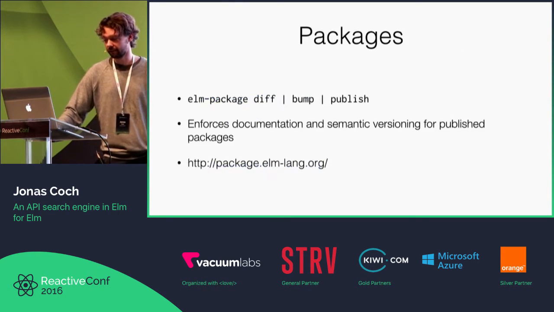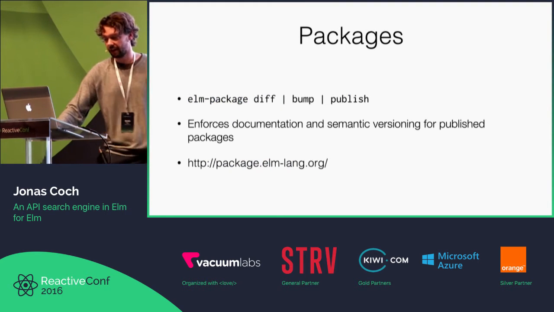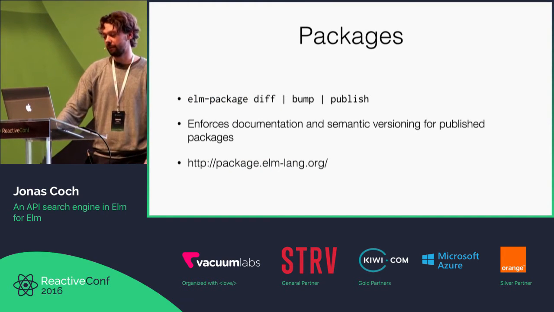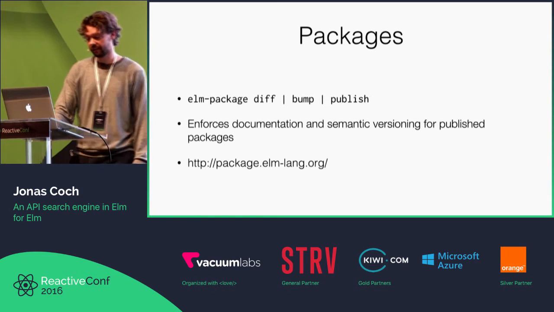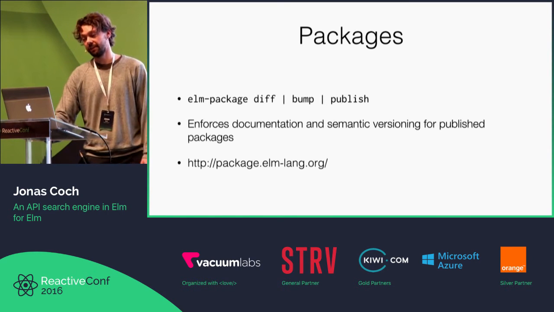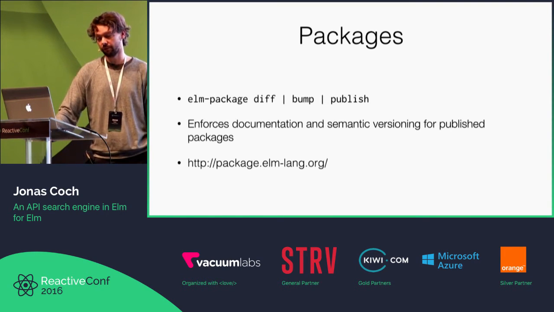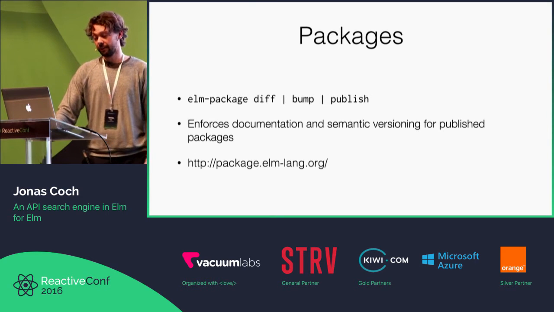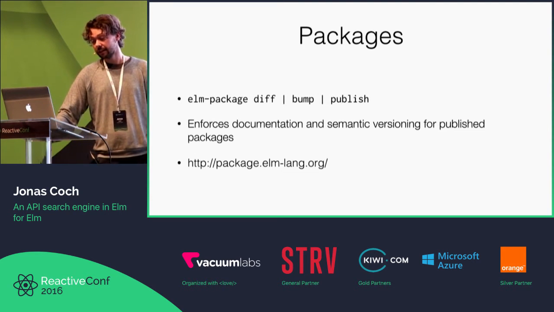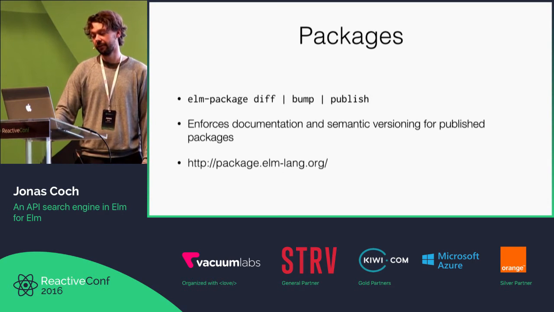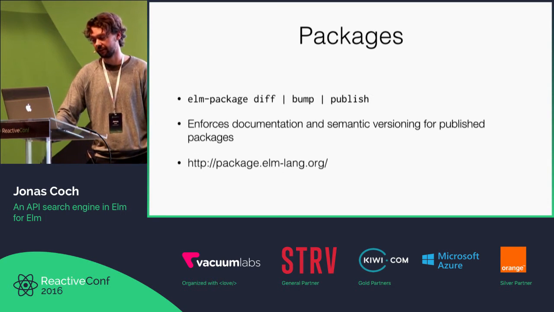So what happens to those packages? Packages are uploaded to the package catalog with the Elm package CLI. It makes sure that exposed functions and modules are properly documented and that the version number sticks to semantic versioning. All the documentation and type annotations get written into a documentation.json file, and the package catalog uses this JSON to build its documentation pages.